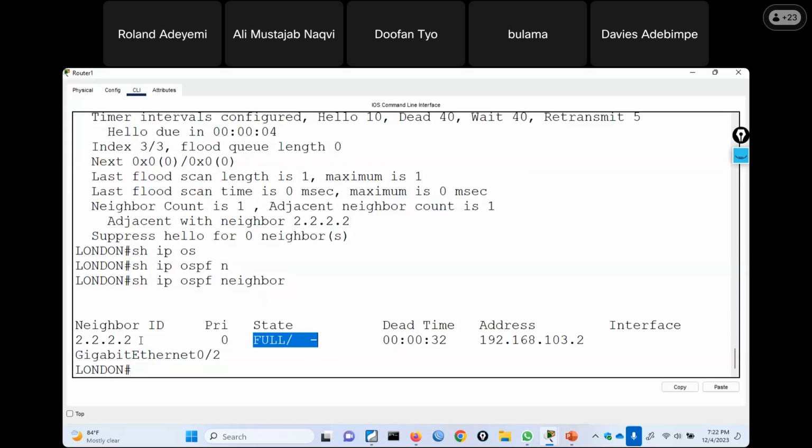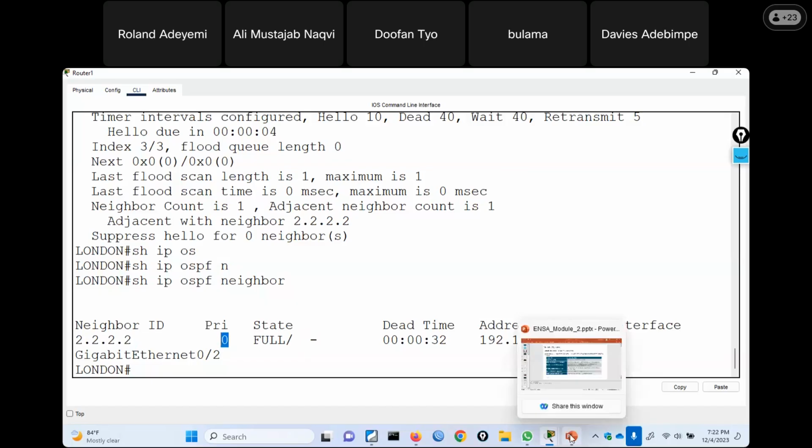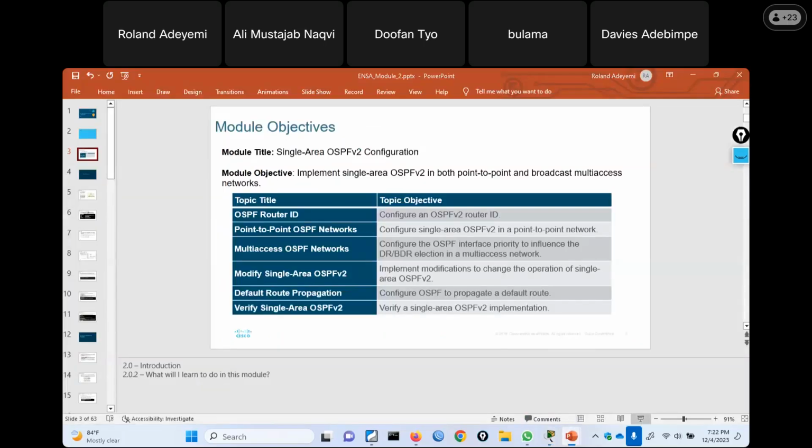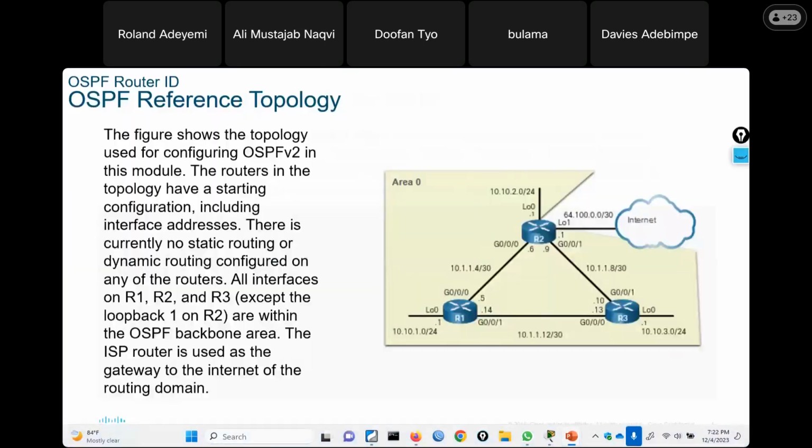And look at it here now. Our neighbor ID is 2.2.2.2. Priority is 0 because we don't need it. There's no need for any election. It's when you have election that you talk about priority. So that's why you do point-to-point. Let's go through this slide. One command, and that's done.